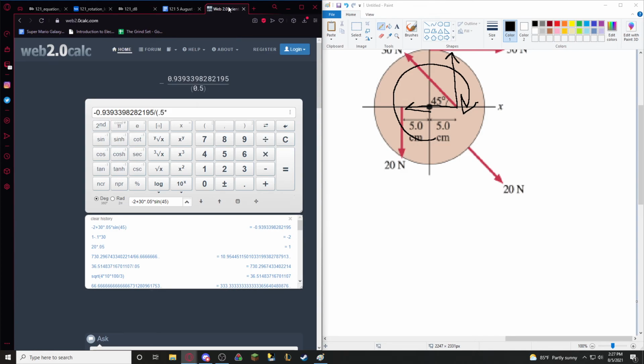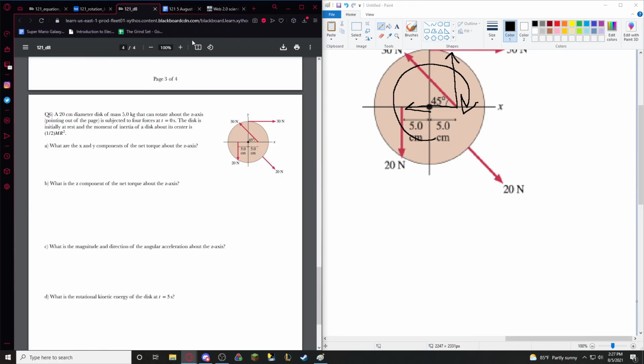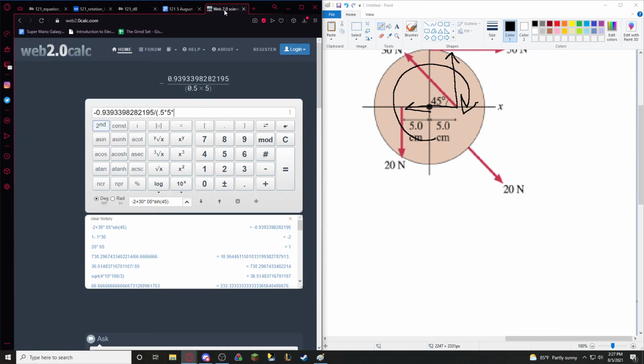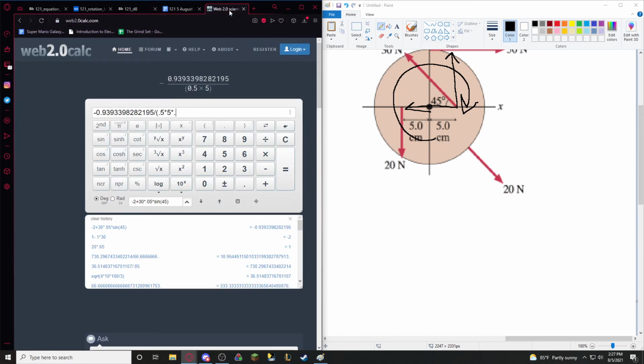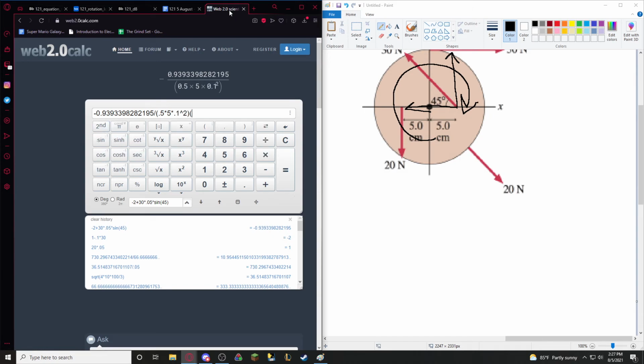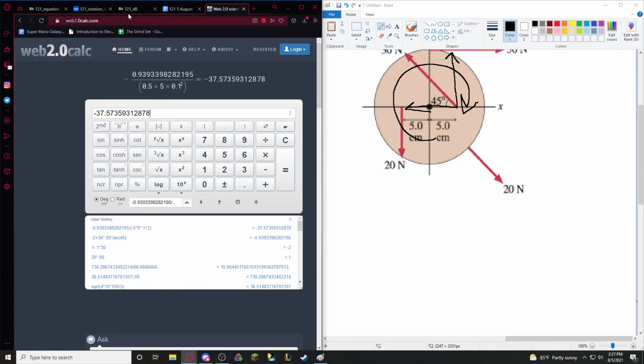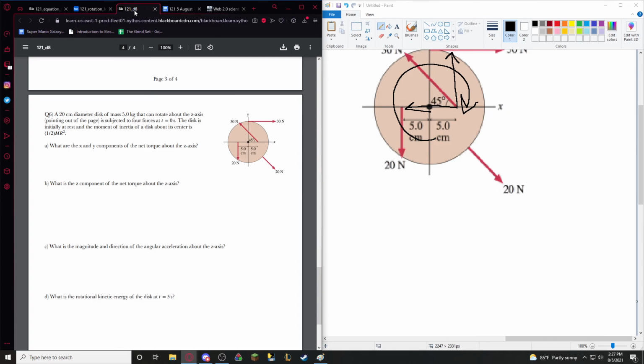0.5 times the mass, which was 5 kilograms, times the radius, which is 10 centimeters, 0.1 squared. We get a total angular acceleration of negative 37.6 radians per second squared. And what direction is it in? Clockwise? Exactly. Clockwise. It's the same direction as the torque.